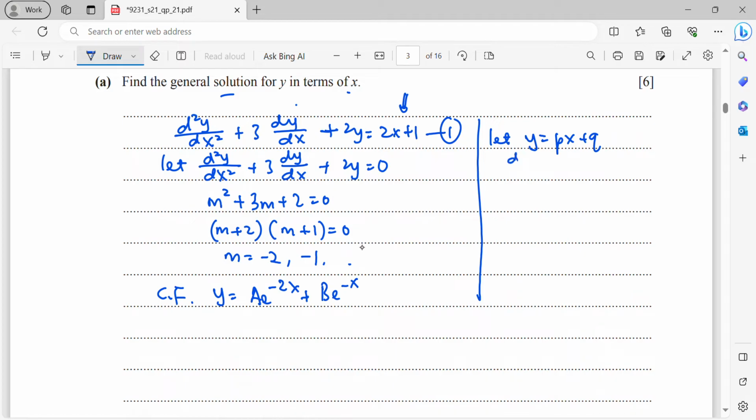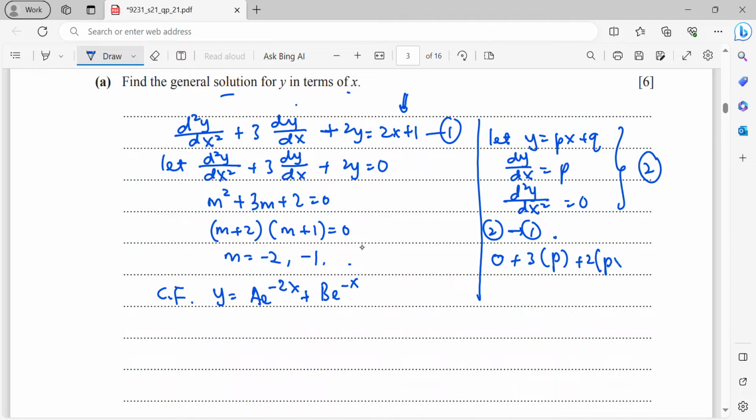Okay, so now differentiate 2 times. dy/dx is p. d²y/dx² will be 0. So I let this be the second equation. Now I substitute the second equation into the first equation to get p and q. So firstly, the second derivative is 0. Then 3 times dy/dx is p, plus 2 times y is px + q, then equals 2x + 1. So from here, I will compare, right?